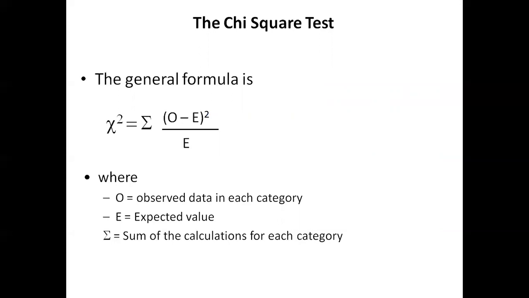E is for the expected value, which you need to calculate, and I'll explain how to calculate the expected value from the observed value. Then you need to sum for all the values.